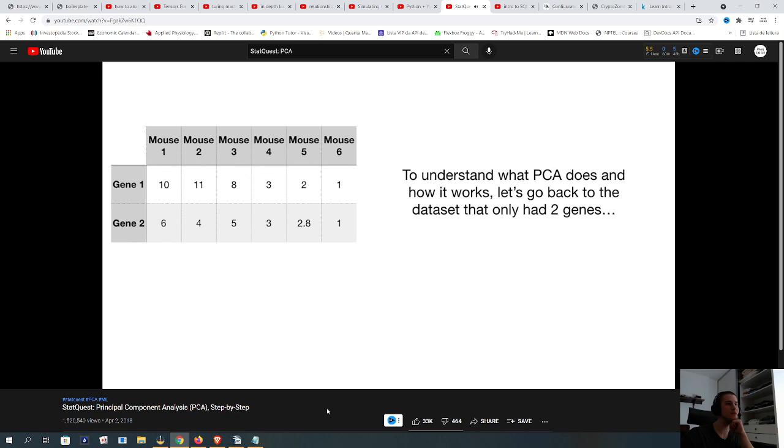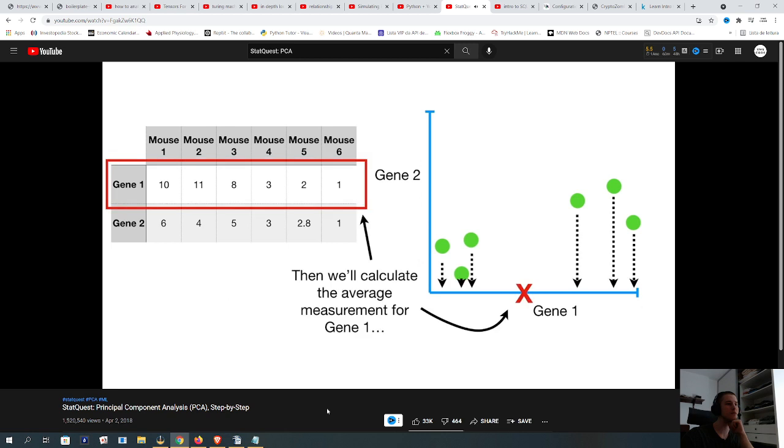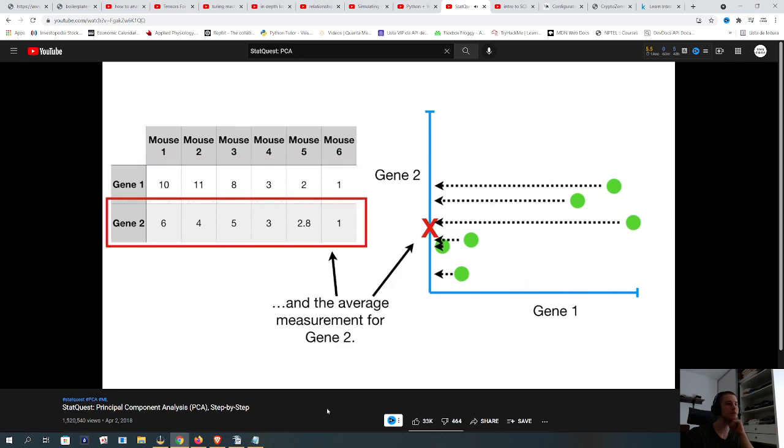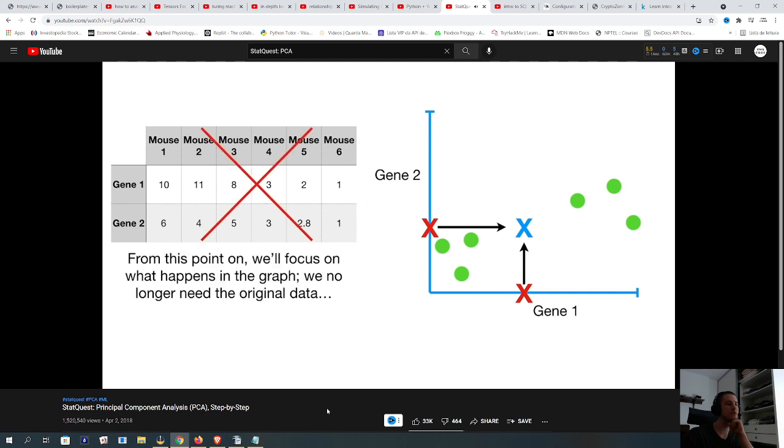To understand what PCA does and how it works, let's go back to the dataset that only had 2 genes. We'll start by plotting the data. Then we'll calculate the average measurement for gene 1, and the average measurement for gene 2. With the average values, we can calculate the center of the data. From this point on, we'll focus on what happens in the graph. We no longer need the original data.